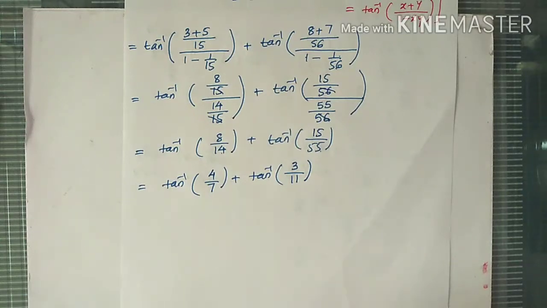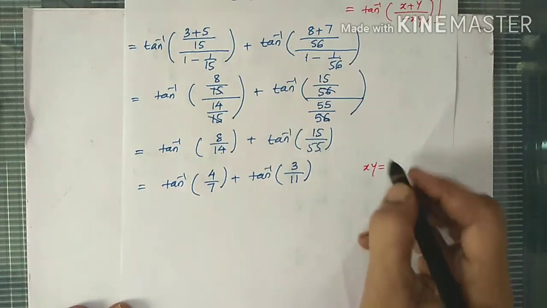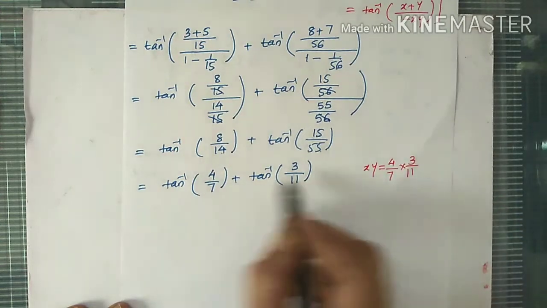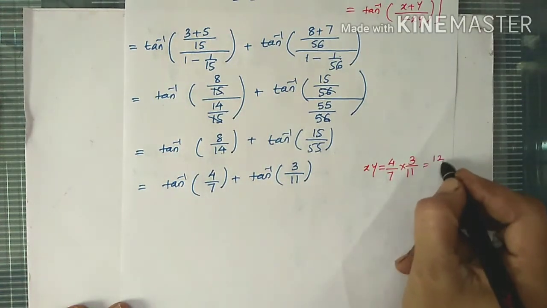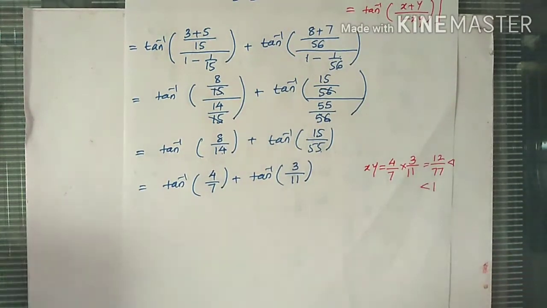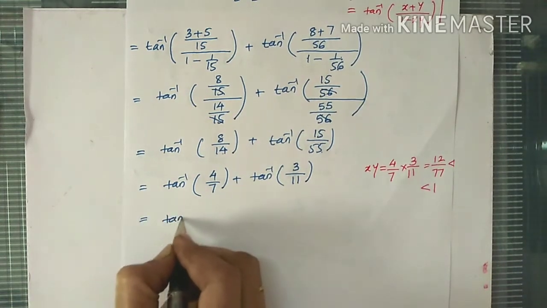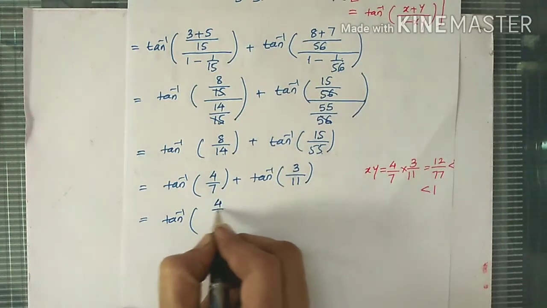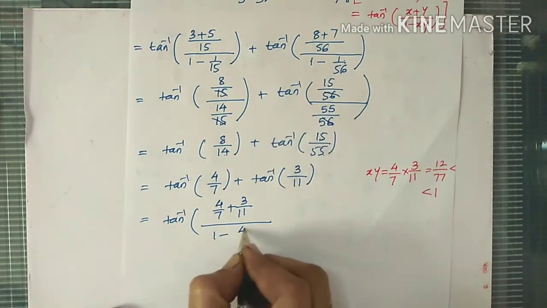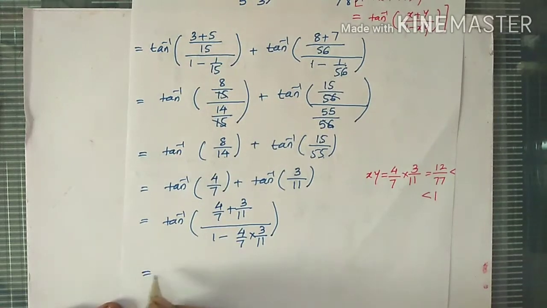So again it is in the form tan inverse x plus tan inverse y. Let's check the value of xy, whether it is less than 1 or greater than 1. The product of these two terms becomes 4 into 3, that is 12 by 77, which is less than 1. So we will be using the same property again, which is written here. So that becomes tan inverse of (4 by 7 plus 3 by 11) upon (1 minus 4 by 7 into 3 by 11). Now let's simplify this.